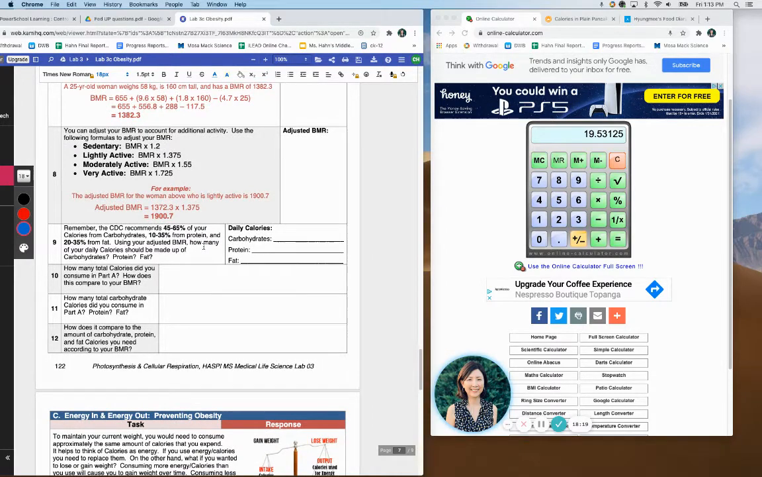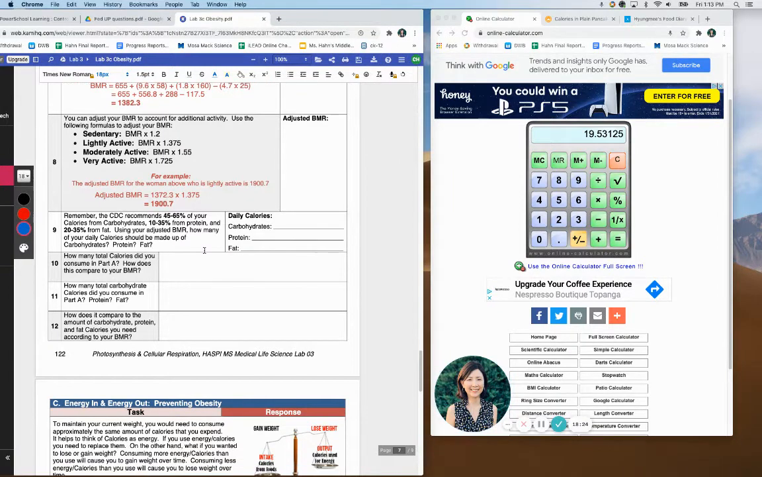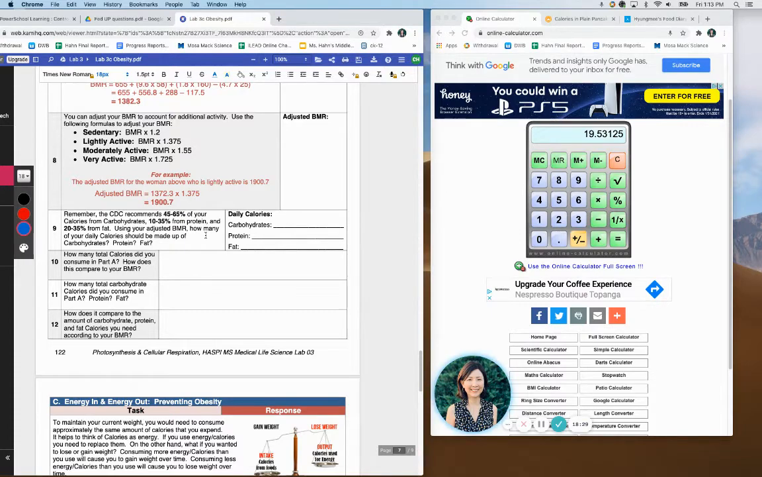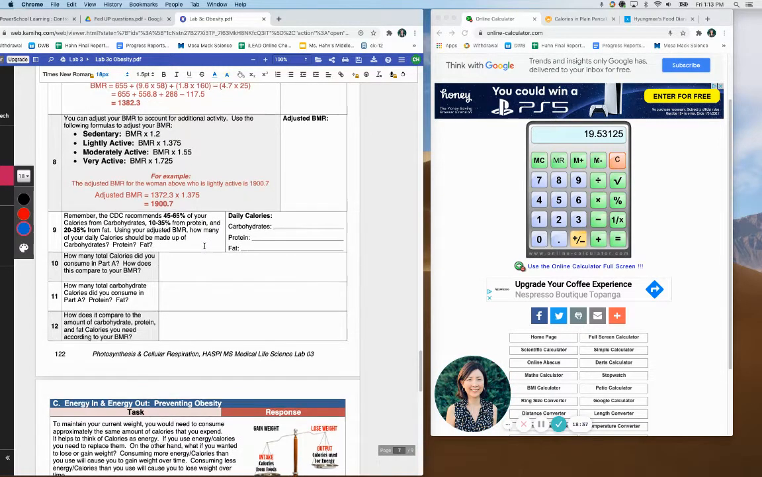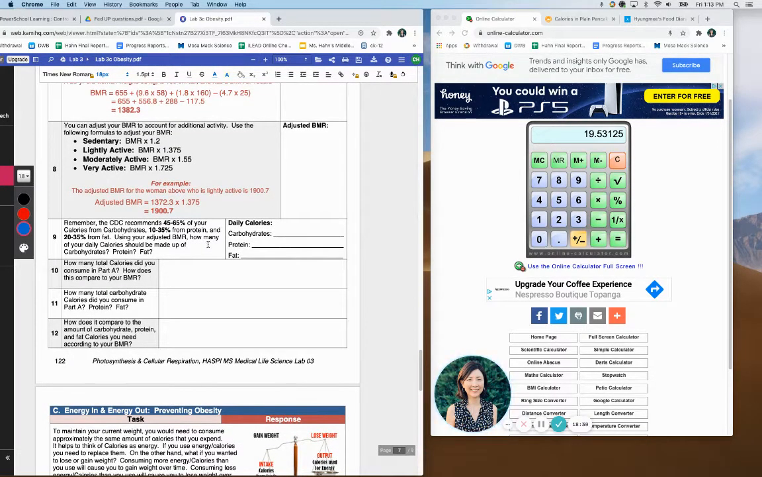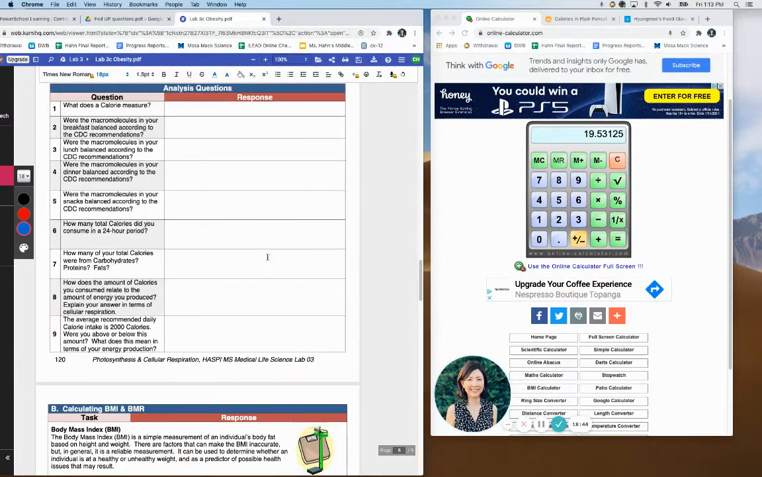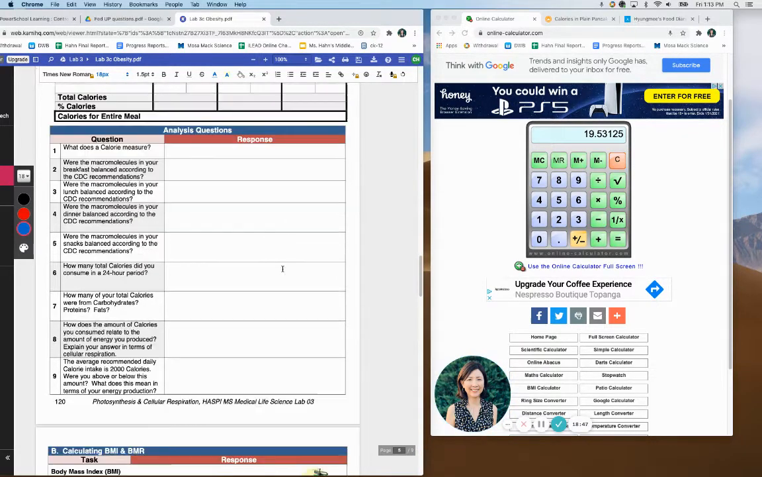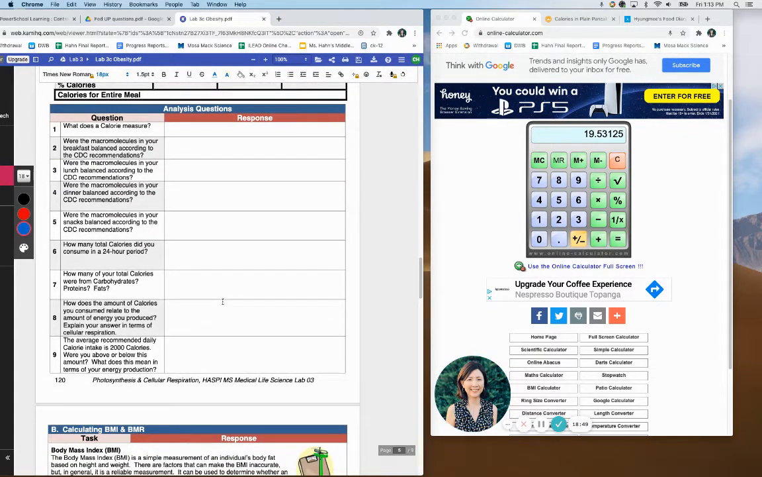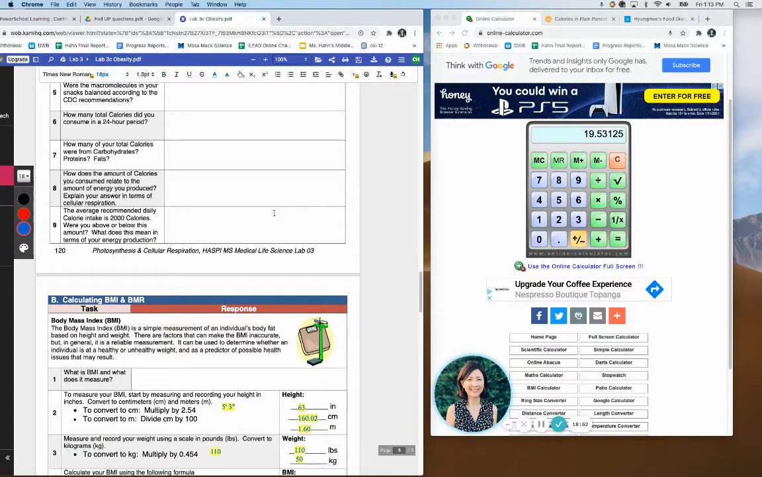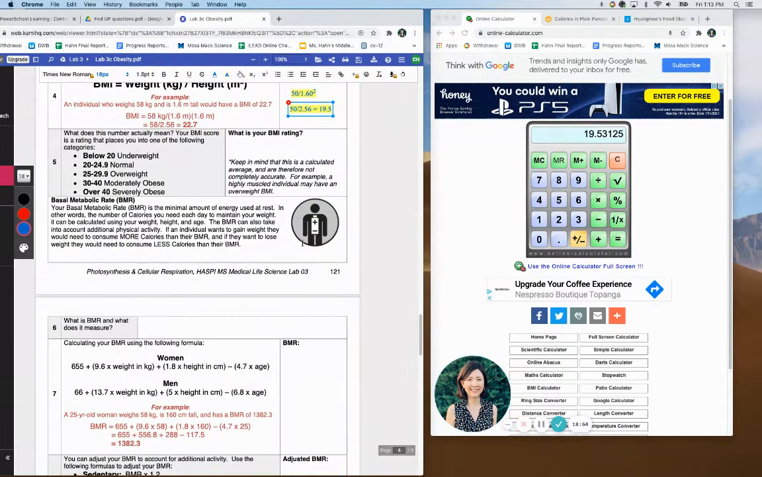Okay, and then so now you're going to look and see how many of your calories should come from carbs, proteins, and fats. And you are going to take your calories from the earlier part where you figured out how many calories you need for yourself.